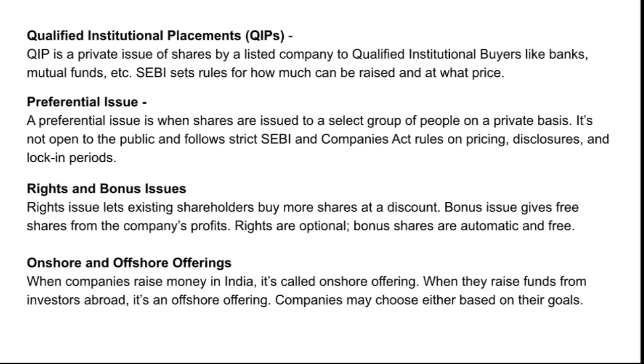Next is preferential issue. A preferential issue is when a share is issued to a select group of people on a private basis. It's not open to the public, and follows strict SEBI and Companies Act disclosures and lock-in period. So preferential issue is, for example, for a selected number of people. For example, if Air India or any other company is going public, what they would do is that if you are an employee of the company, you can get the share for a slightly lesser value. That would be an example of preferential issue. For a certain group of people, you are entitled to get this share for a slightly lesser value, but at the same time it comes with strict SEBI rules and Companies Act rules on pricing, disclosures and lock-in periods.